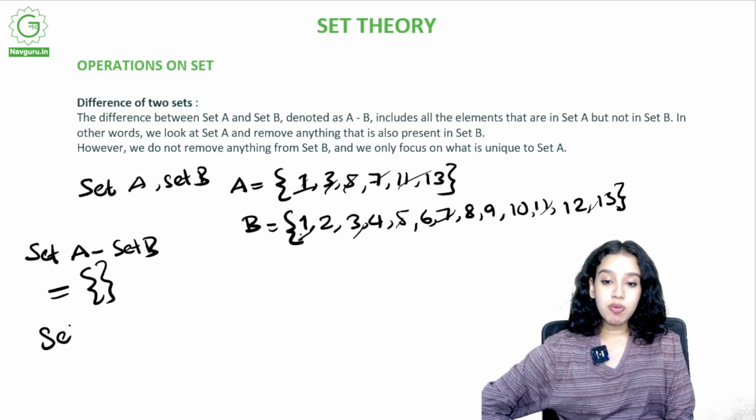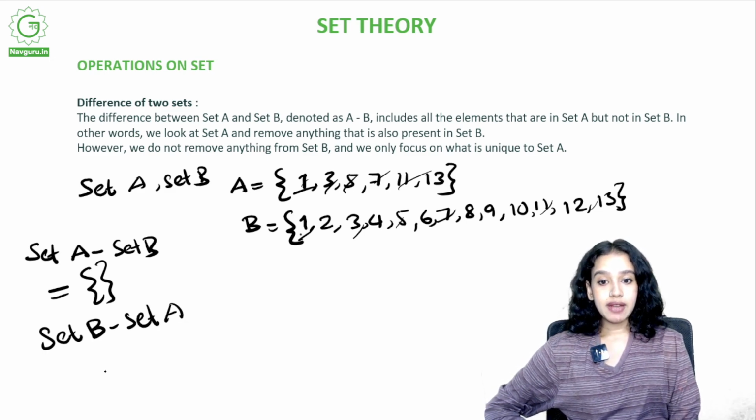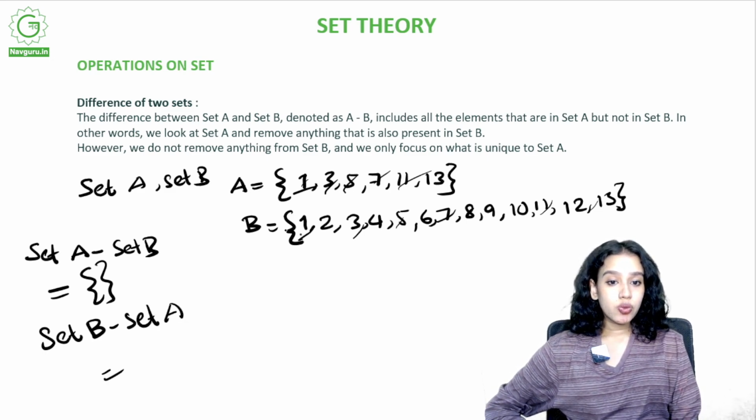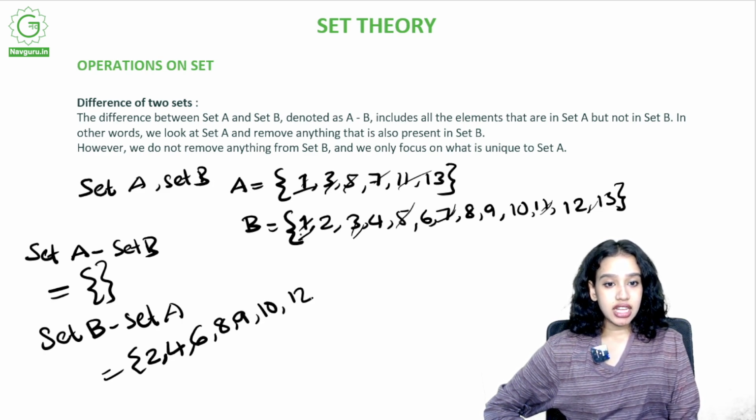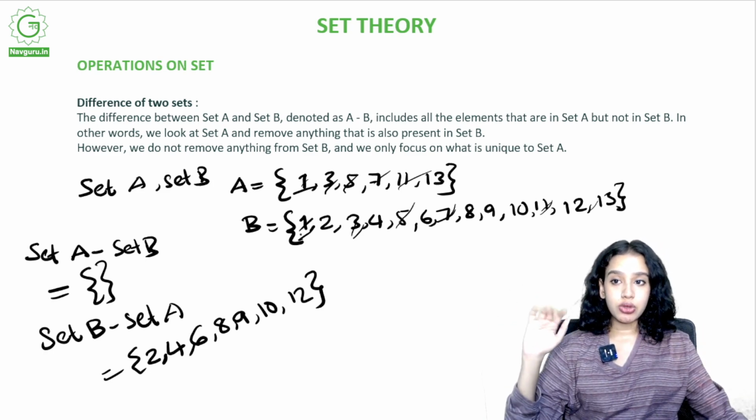Now, if we are taking the opposite, which is set B minus set A, we'll subtract set A from B. That is, we subtract 1, 3, 5, 7, 11 and 13. These are prime numbers, right? 1, 3, 5, 7, 11, 13. We'll be left with 2, 4, 6, 8, 9, 10 and 12. So this is the difference of two sets.